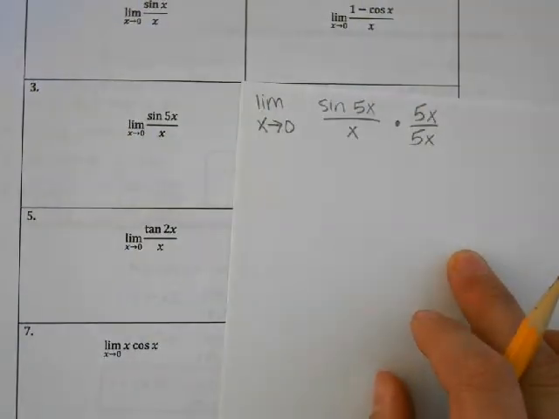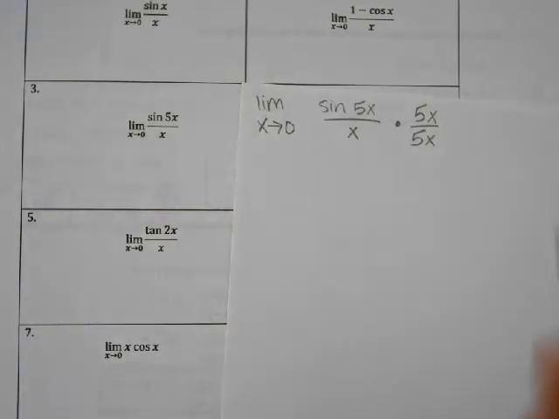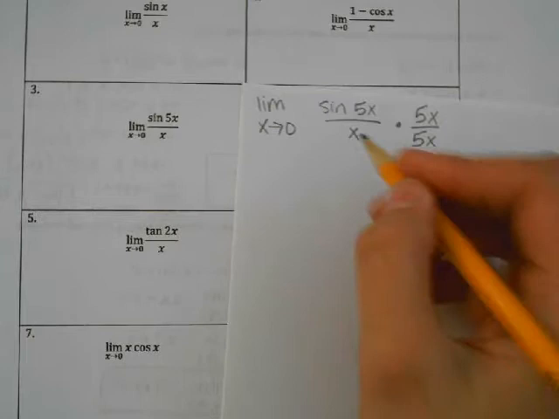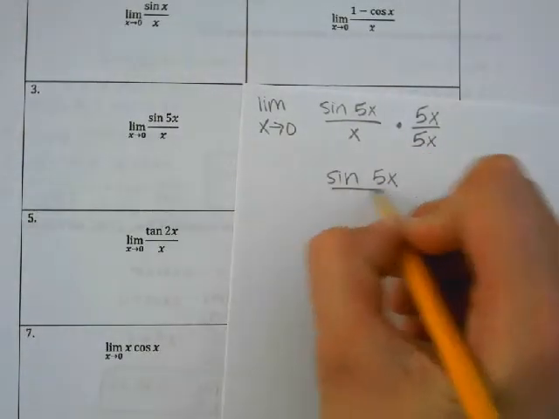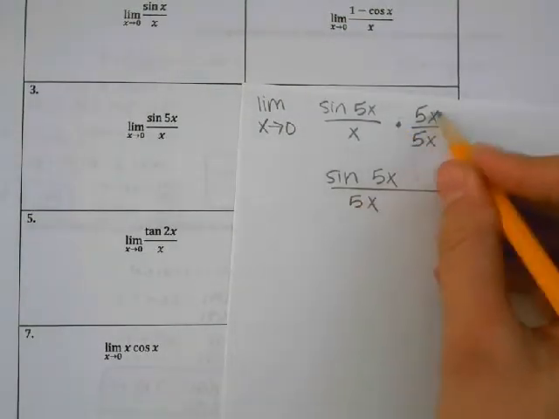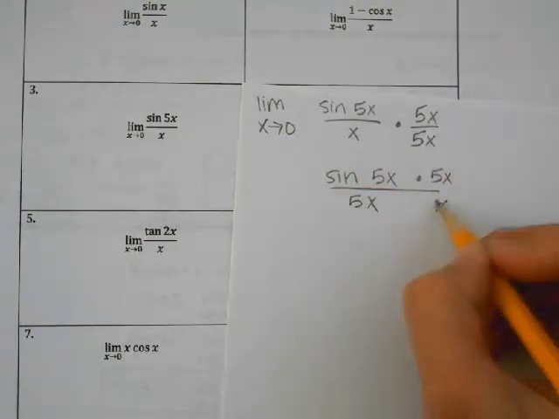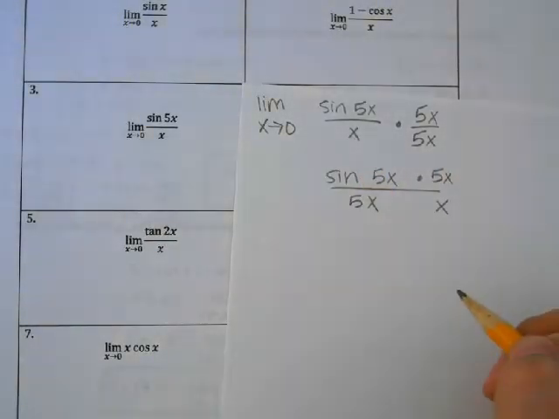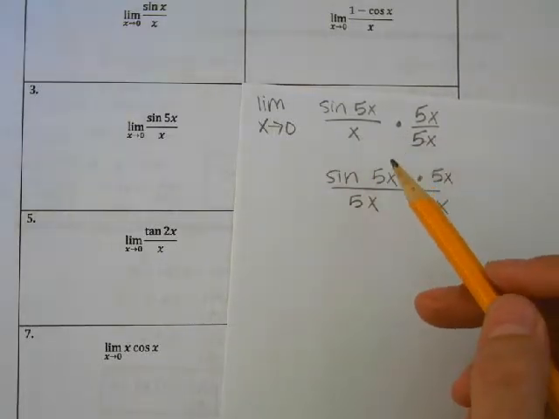So I've got sine 5x divided by x, and I'm multiplying by 5x over 5x. And I'm going to go ahead and rewrite this, what I just had. So now I've got sine 5x divided by 5x, and I have this extra 5x I multiplied this problem by on the top, 5x over here, and I still have that x over there on the bottom. Everyone see that? Wait, why was it sine 5x over x? I just switched the order. These are multiplied, so it doesn't matter what order. And I did that because I'm going to show you something.